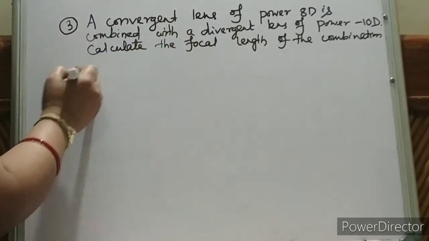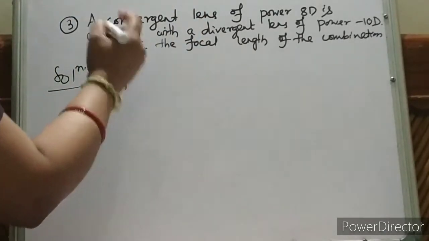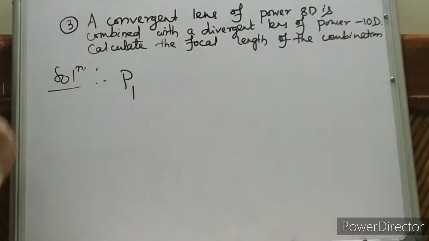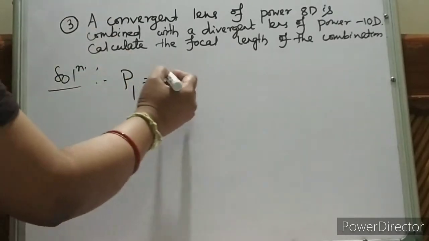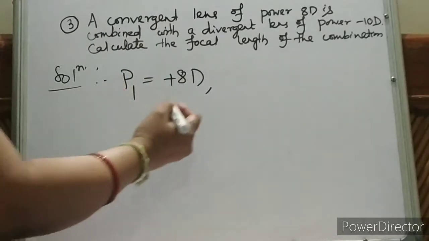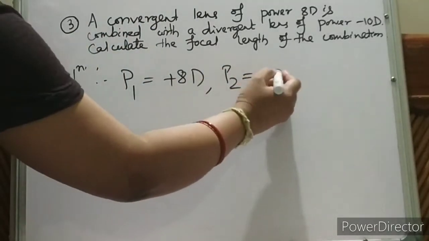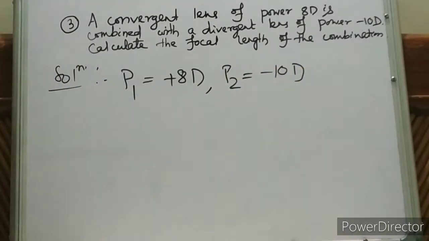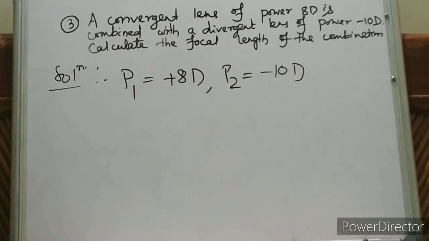So how to approach? How to start? First, write down the data. What is there? A convergent lens of power 8D. Let it be P1 for this convergent lens. Convergent lens power is positive. This thing also we have discussed. 8D. Then it's combined with the divergent lens. For the divergent lens, power is P2. It is -10D. You have to calculate the focal length of the combination.